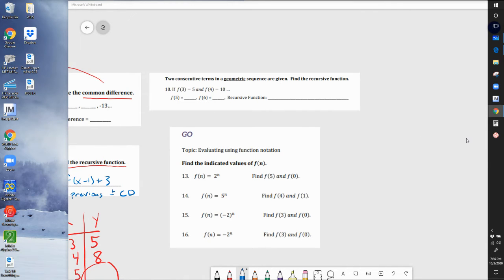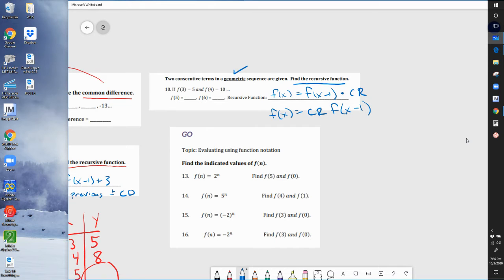That one's the exact same thing, but the only difference is now you're talking about geometric sequences. And your recursive function, instead of having a plus or minus at the end, would have what you're multiplying by every time. But it's still going to be your current term equals your previous term, and then you're going to say times your common ratio. Or you can say this, f of x equals your common ratio, f of x minus 1.